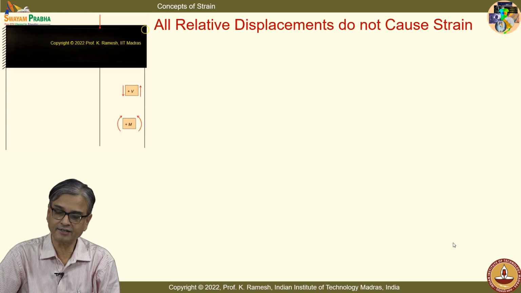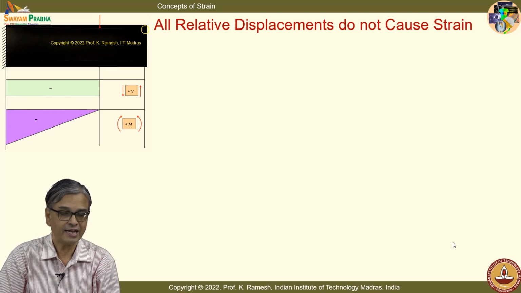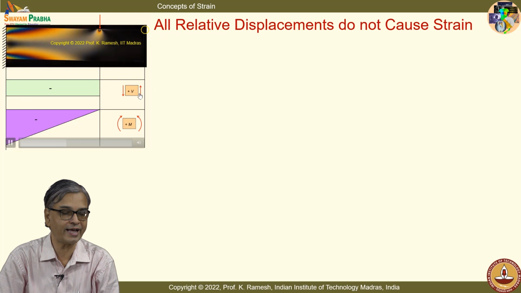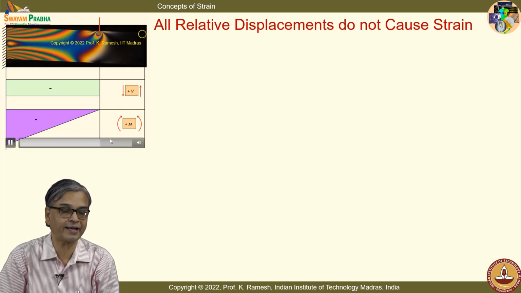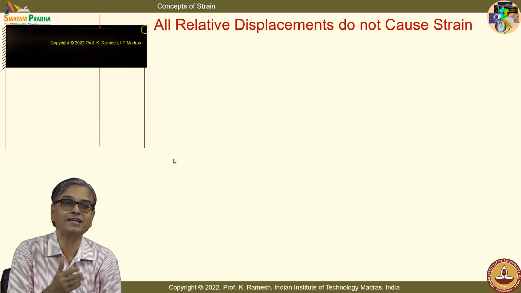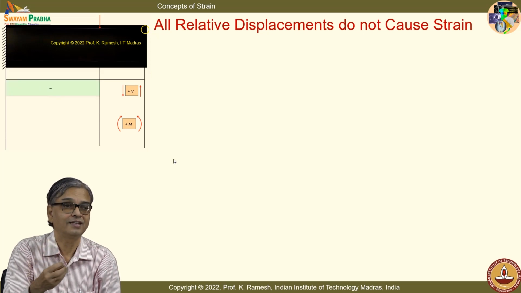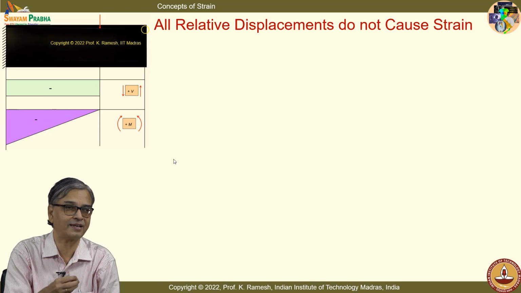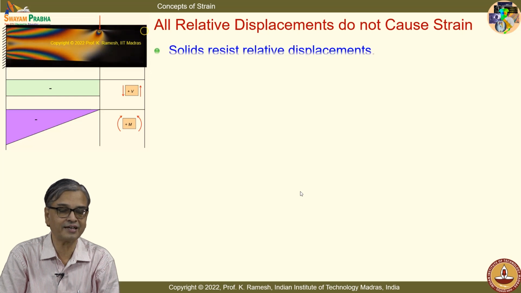And I have said that not all relative displacements cause strain, which we will have to understand. And this is a very nice example. You have a cantilever where I have put the load in between, and you know how to draw the shear force and bending moment diagram. You have a segment where there is no load at all, and you also have a photoelastic pattern which shows which portion is experiencing stresses. Where stresses are there, strain will also be there. When stresses are absent, strain also will be absent.